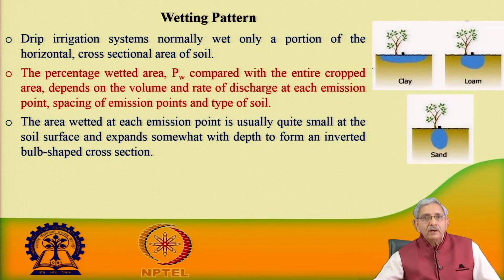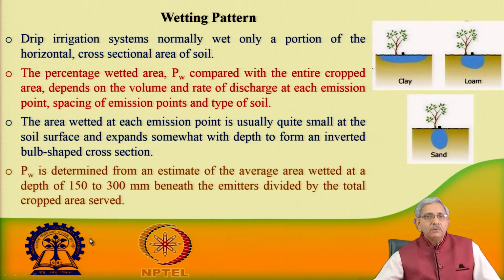The percentage wetted area compared to the entire cropped area depends on the volume, the rate of discharge at each emission point, the spacing of emission points and the type of soil. I would say that it is the soil, the particular type of dripper and the time of application of water that will be important for the horizontal as well as vertical movement of water from the point source emitter when the water movement takes place.